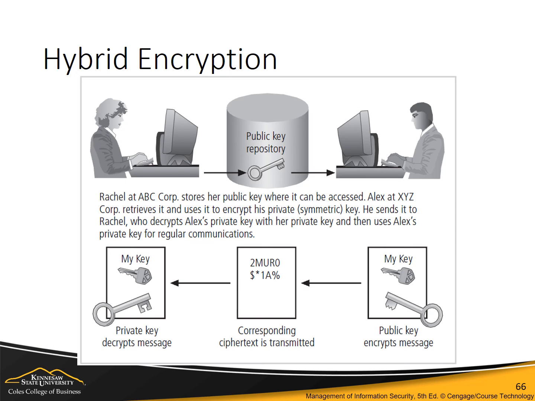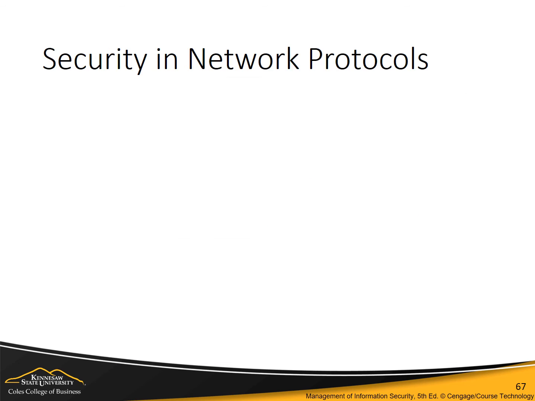Now let's look at hybrid encryption. Rachel at ABC Corp stores her public key where it can be accessed. Alex at XYZ Corp retrieves it and uses it to encrypt his private symmetric key. He sends it to Rachel, who decrypts Alex's private key with her private key and then uses Alex's private key for regular communication.